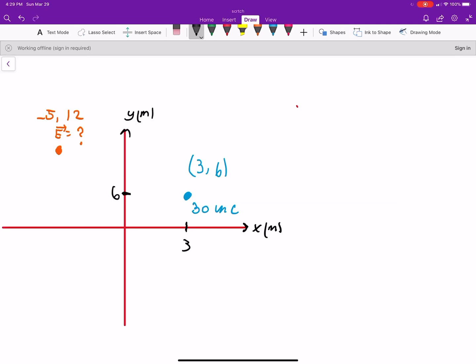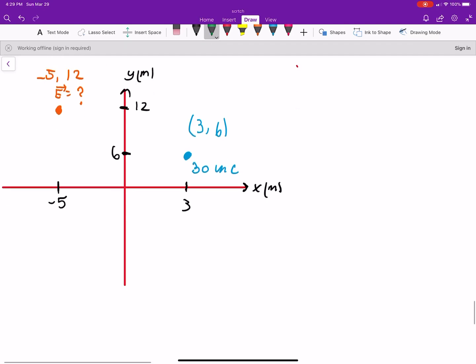And our question is, at the point -5, 12, what is the magnitude of our E field? So that's really what we're looking to solve here.